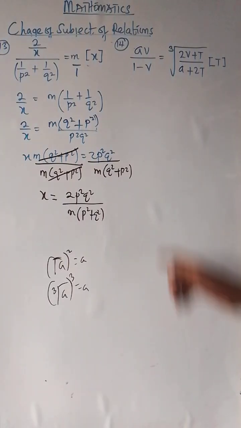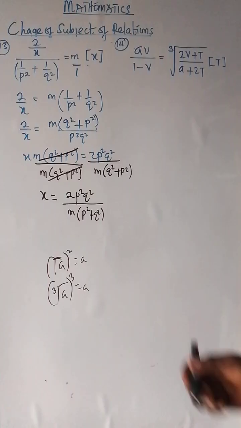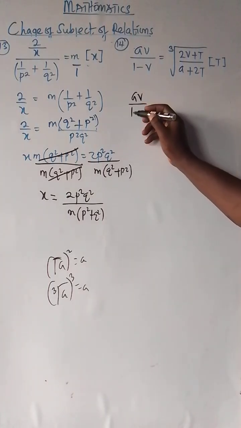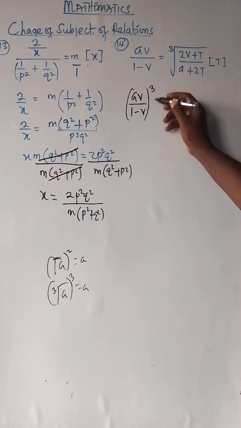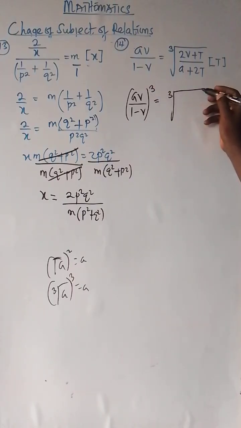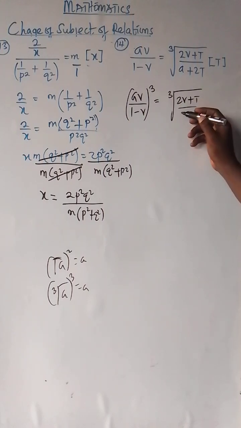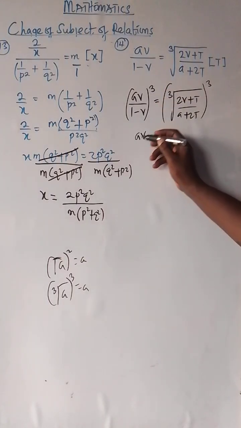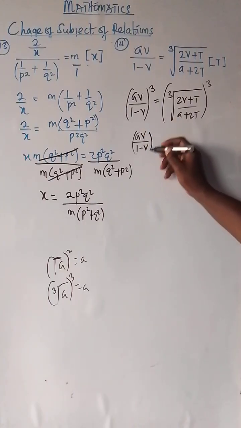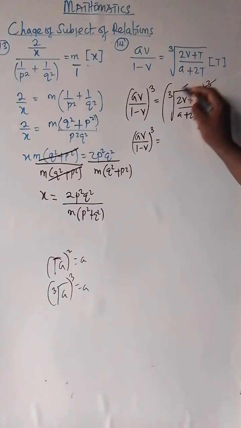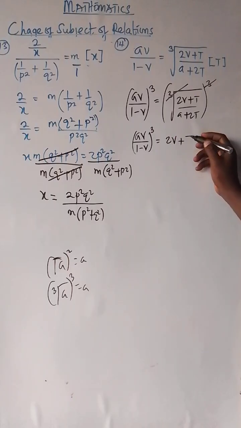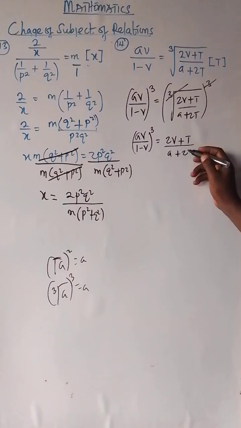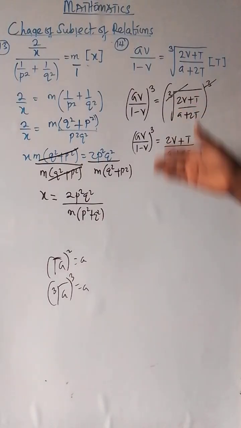Now, what happens here? I first have to remove this cube root. And to remove cube root, we have to what? Cube both sides. So we have ab over 1 minus b all cube equals to cube root of 2v plus t over a plus 2t all cube. So we can decide to leave this one as a single fraction. I think that's the best so that it will not complicate your work. So I can write this as av over 1 minus v all cube equals to this cube, take this cube root away. So I'll be having 2v plus t over what? A plus what? 2t. Now here, it's either we split or we leave it this way.